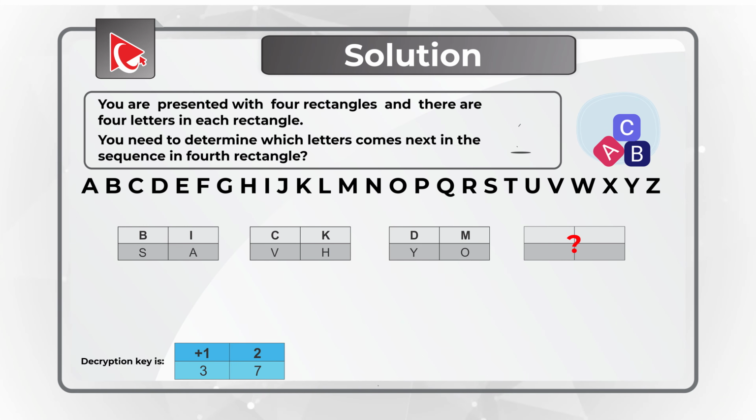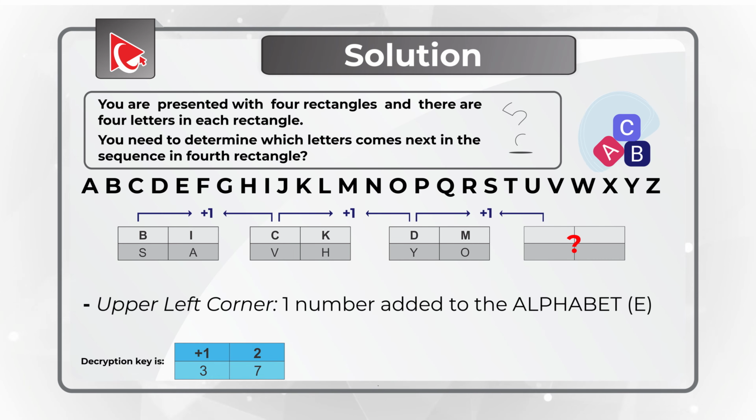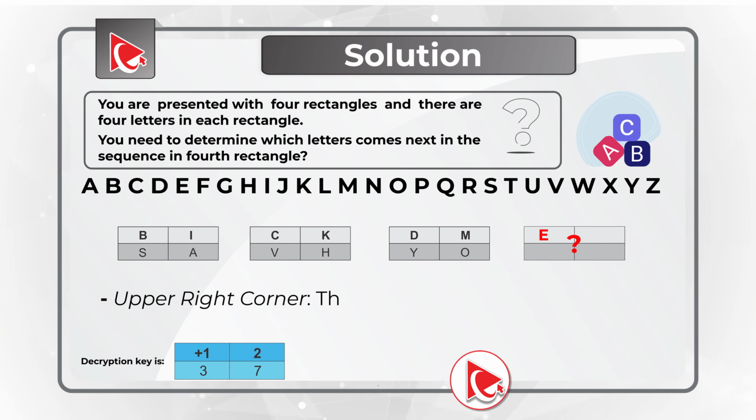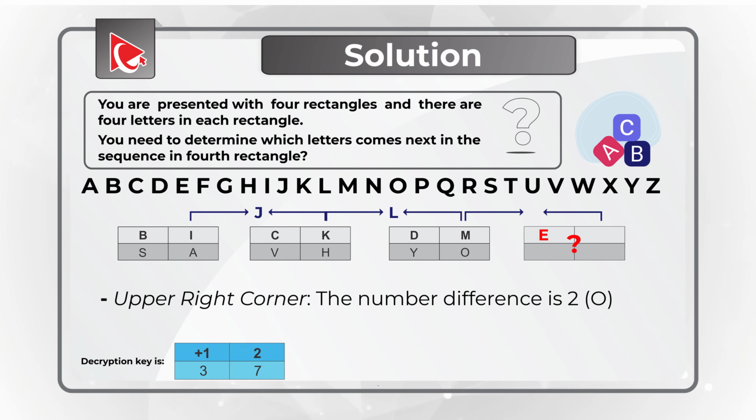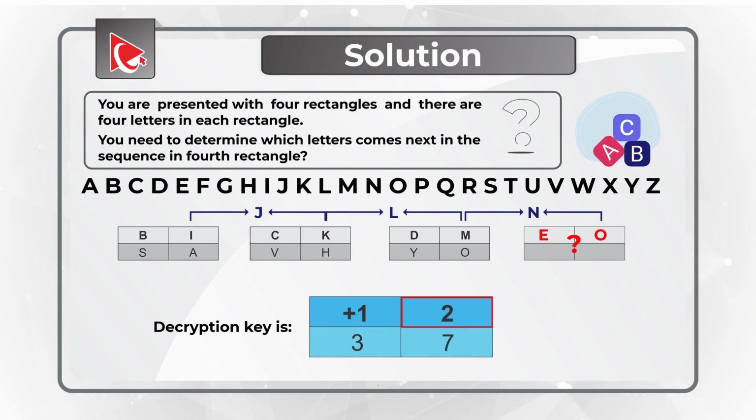Let's look into details. Let's start with the upper left corner of the rectangle and look at the existing sequence. You see that the letters are B, C, D, and they match the English alphabet 1 to 1, so the next letter would be E. But if you look at the set of answers, choices A, B, and C all have letter E in the upper left corner. Now let's look at the upper right corner of the rectangles, and you see that in the main sequence, the letters are I, K, and M. And if you know the English alphabet, H, I, J, which is missing K, L, next is M, and O, which means that the increment is 2, which matches the second number in our decryption key.